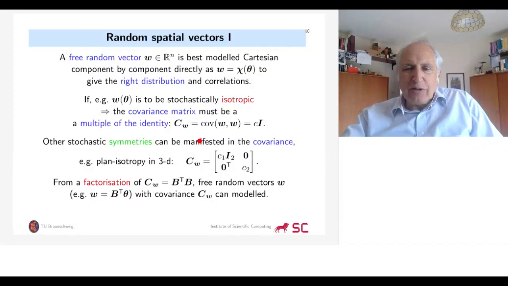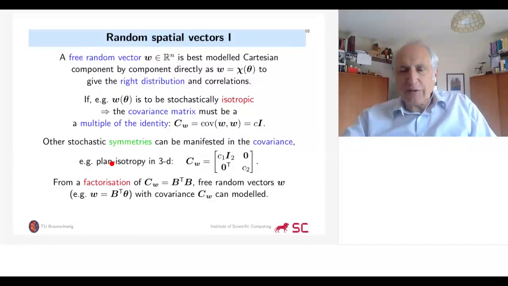We could have other symmetry. Imagine we want to plant isotropy in 3D. So it's going to be isotropic in the x1, x2 plane, and different in the x3 direction. Then the covariance matrix has to look like this here, if there's no covariance between the directions. So it's a multiple of the identity in the first two, and another multiple of the identity in the other one. Good. So this is free random vectors.